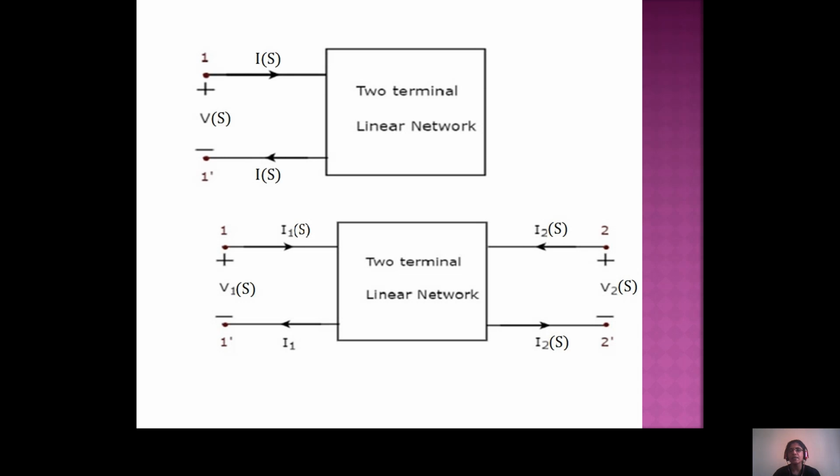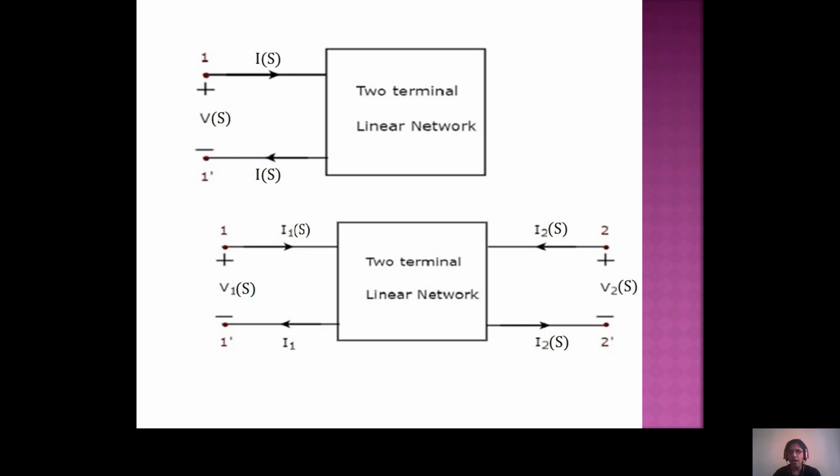That means when you write in terms of voltage, in impedance form, that is the Z parameters: V1 is equal to Z11 I1 plus Z12 I2, and V2 is equal to Z21 I1 plus Z22 I2. In terms of the current source, that means in admittance form, we write I1 is equal to Y11 V1 plus Y12 V2, and I2 is equal to Y21 V1 plus Y22 V2. Like that you write in terms of impedance and admittance parameters.